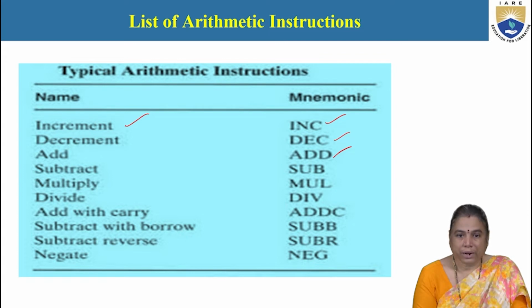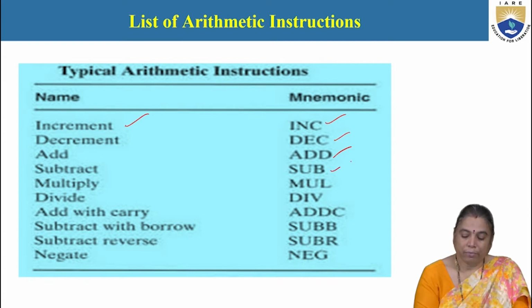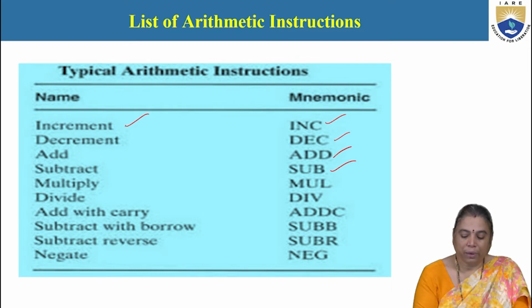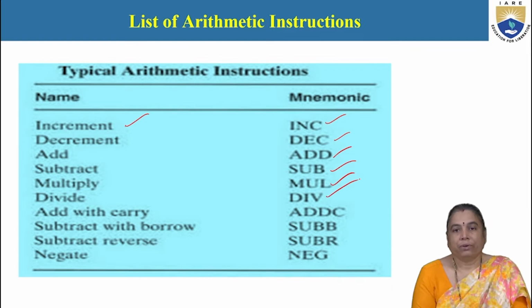The third operation is the addition operation, and the mnemonic that can be used is ADD. The next one is the subtraction operation, and SUB is the concerned mnemonic. The next one is multiply, to support multiplication, and the concerned mnemonic is MUL. The next one is the division operation, and the mnemonic for the divide operation is DIV.